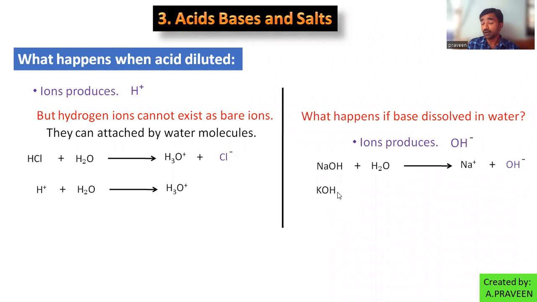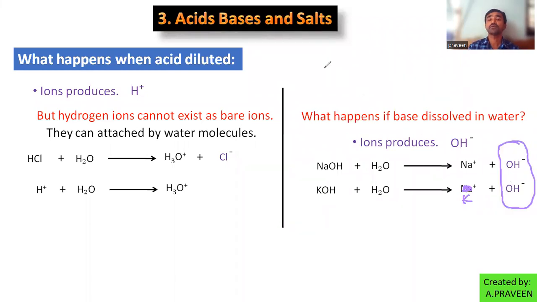By observing one more base, we can confirm this: potassium hydroxide. What is the nature of potassium hydroxide? Basic in nature. Dissolving potassium hydroxide in water will give you OH minus ions and K plus ions. So you are getting a common ion on dissolving a base in water. What are they? Generally, what you are observing: OH minus ions given by the bases.